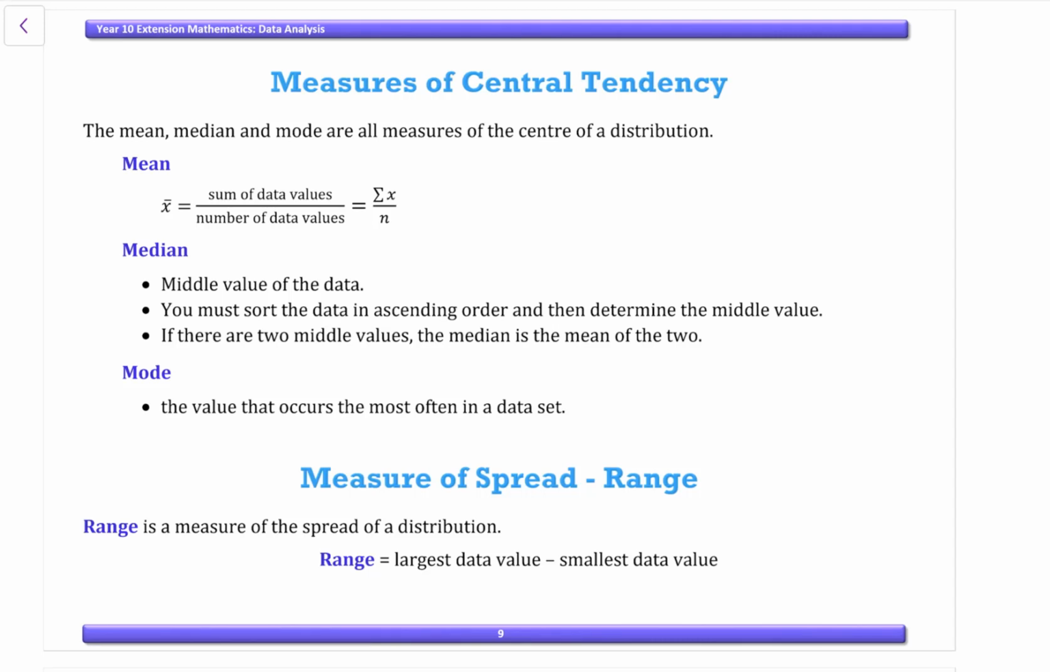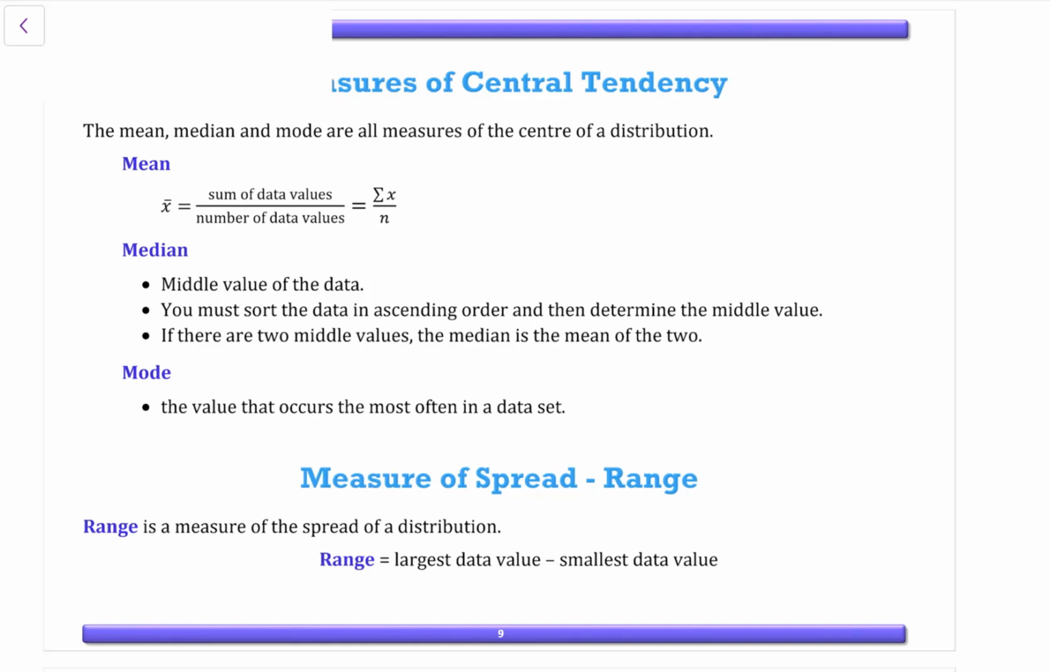This video reviews some key terms of statistics. I'm going to start by looking at measures of central tendency. Now the mean, median and mode are all measures of the centre of the distribution. The mean is found by adding up all your data values and dividing by how many there are.